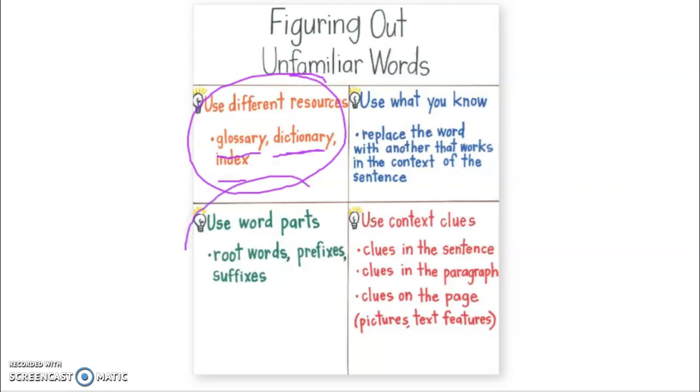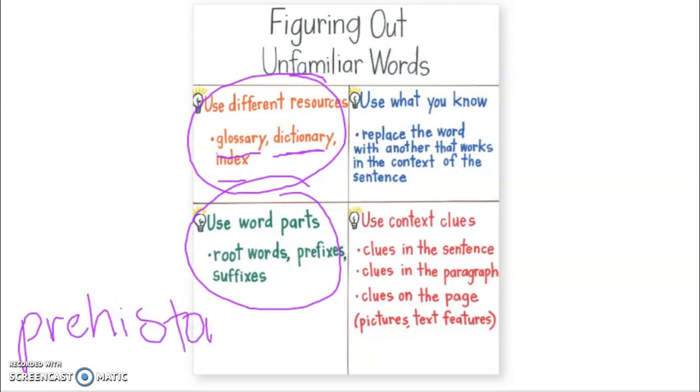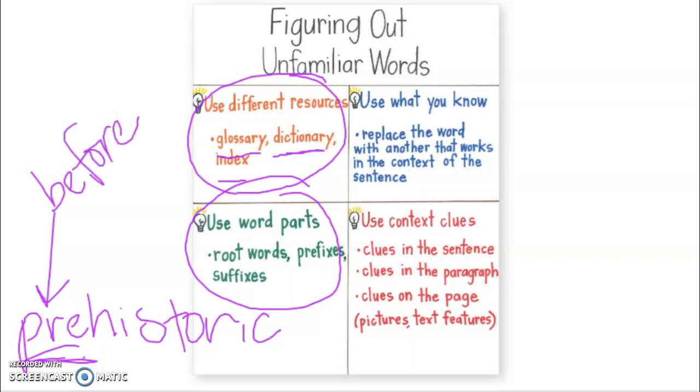Another thing you can do is to use the word parts. So we'll talk more about prefixes and suffixes and root words this year, but if I take a word like prehistoric, I can break this word apart into parts. Now, maybe some of you know what that means. Think of pre-test, pre-season. That means before. Now, the word historic sounds kind of like the word history, right?